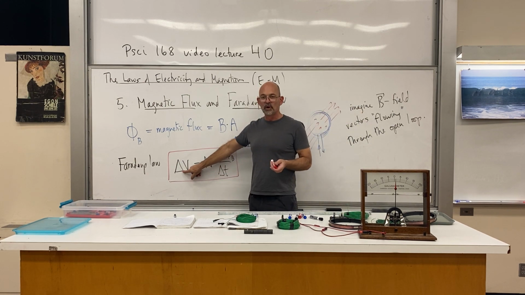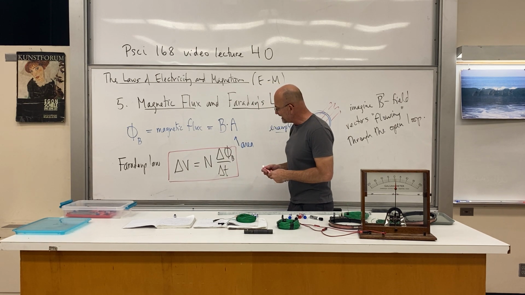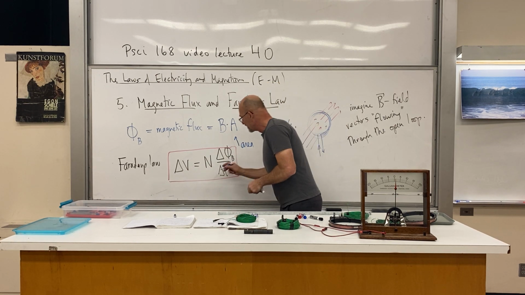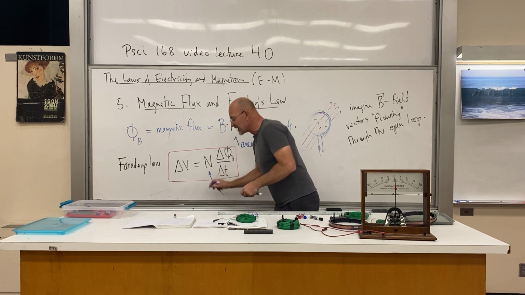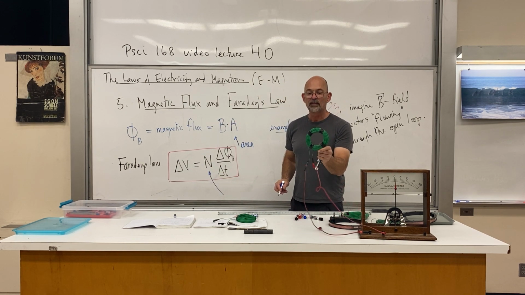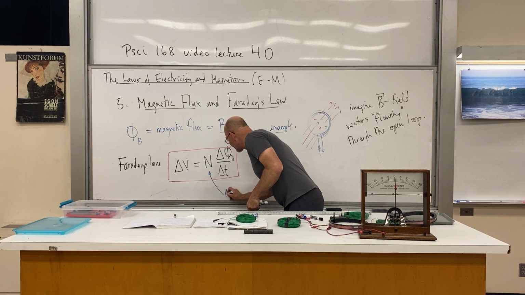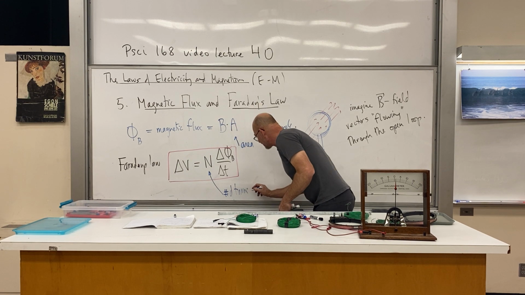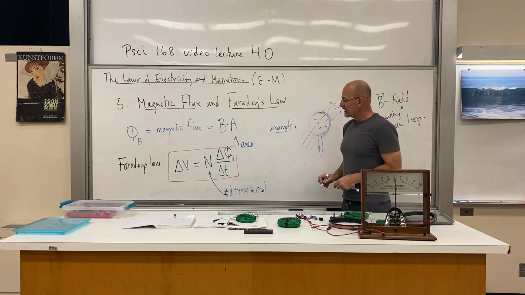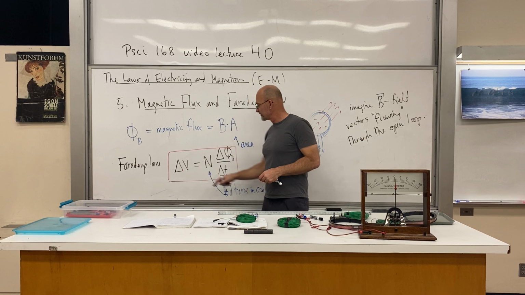This we know is a voltage, okay? We've talked about delta V, that's our voltage. This N here is the number of turns, okay? So just the number of turns, here's quite a few. So number of turns in the coil, okay? So you can see, if I have more turns, I have more voltage.